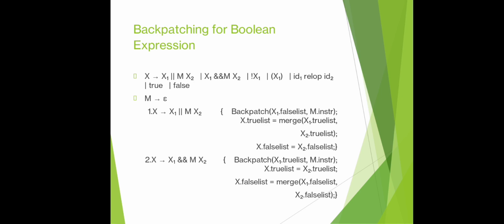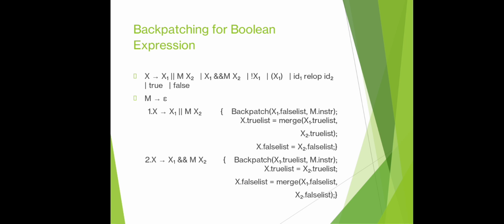So next is backpatching for Boolean expressions. In Boolean expressions, we can use operators like or, and, not, and brackets. Relational operations are also used in Boolean expressions. So the first example: x produces x1 or m x2, x1 and m x2, not x1, and x1 in brackets, and id1 rel id2. It is true or false. So m contains x clone, which is nothing.